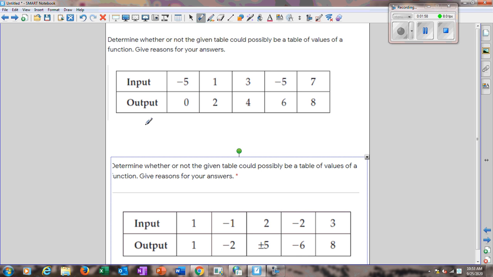Determine whether or not the given table could possibly be a table of values of a function. Give reasons for your answers. Same thing here. If I look at my x values this time, I have negative 5 to 0 and negative 5 to 6. Since those two are both going to different y's, your answer here would be no, it's not a function. And the reason is that your x's repeat.